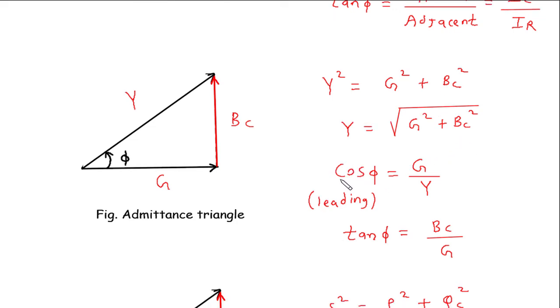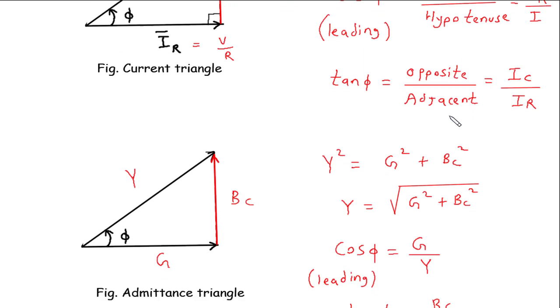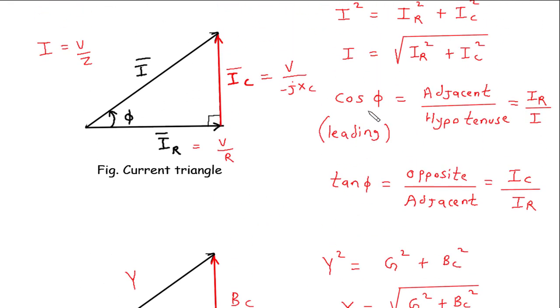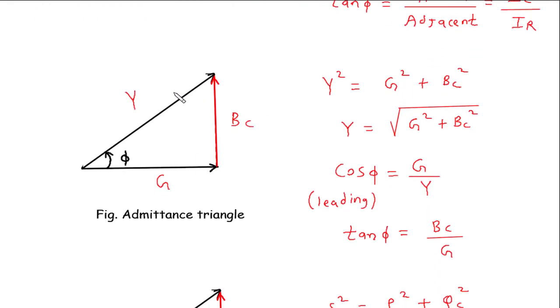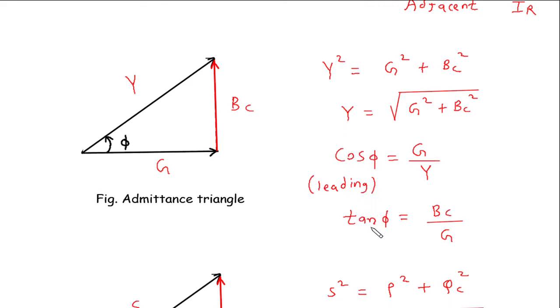Then power factor cos phi is again adjacent upon hypotenuse. So here the adjacent side is G and the hypotenuse is Y. So cos phi is equal to G by Y, and this cos phi will be again leading because of the capacitor, and tan phi is equal to opposite upon adjacent. So the opposite side is BC and the adjacent side is G. So tan phi is equal to BC divided by G.